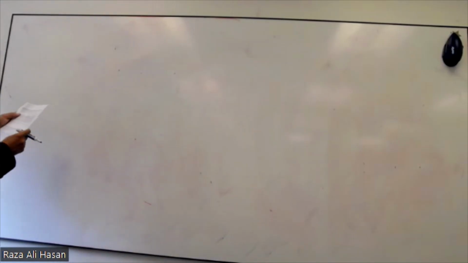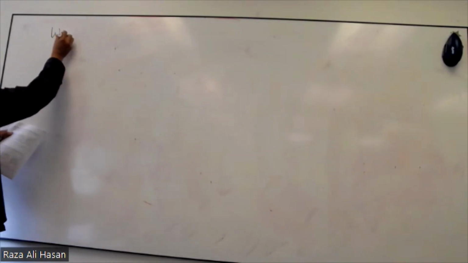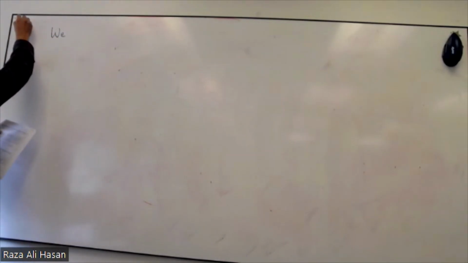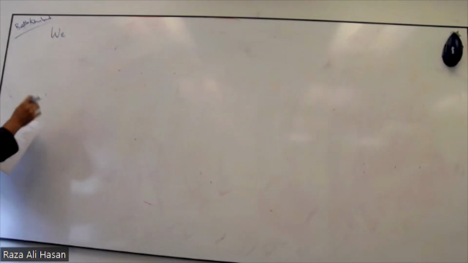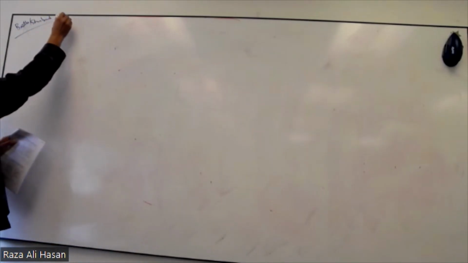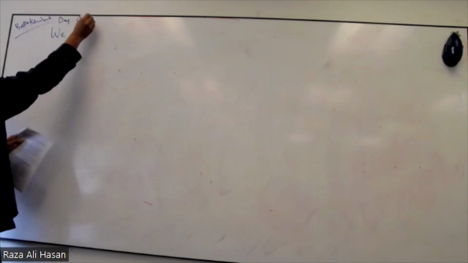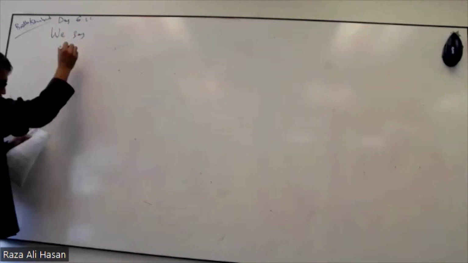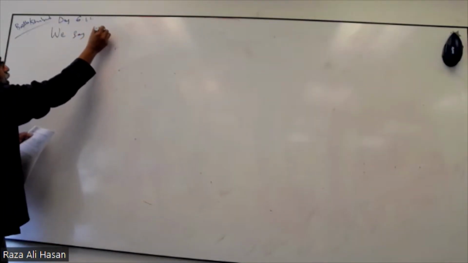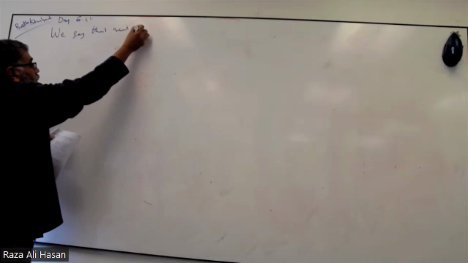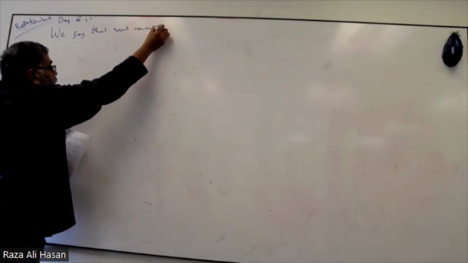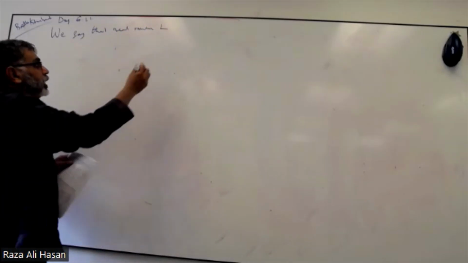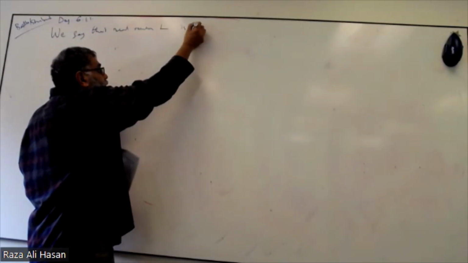We say, I don't know who the we is. This is the Bartle and Sherbert definition 6.1.1. And it says, we say that a real number L is the derivative.